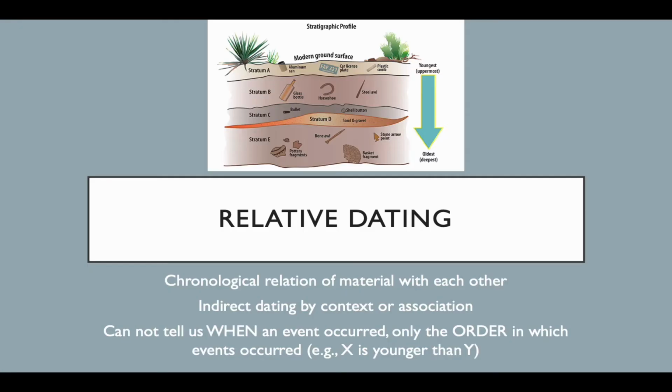That brings us to relative dating. And what that refers to is the chronological relation of material with each other. These are indirect dating methods by which we are dating materials through their context or association, if you remember that from one of our past lectures. In this case, these methods cannot tell us when an event occurred, only the order in which the events occurred. So for example, layer X is younger than layer Y.